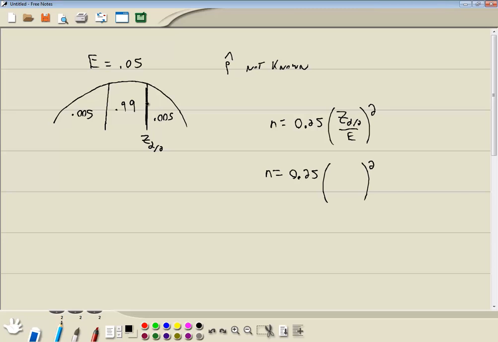Now, this is the value we're trying to find, and I look at all the area to the left, and I have to add it up: 0.005 plus 0.99, area to the left is 0.995. Now we're going to use the HP Prime to get this z-score. So let's see how to do that.